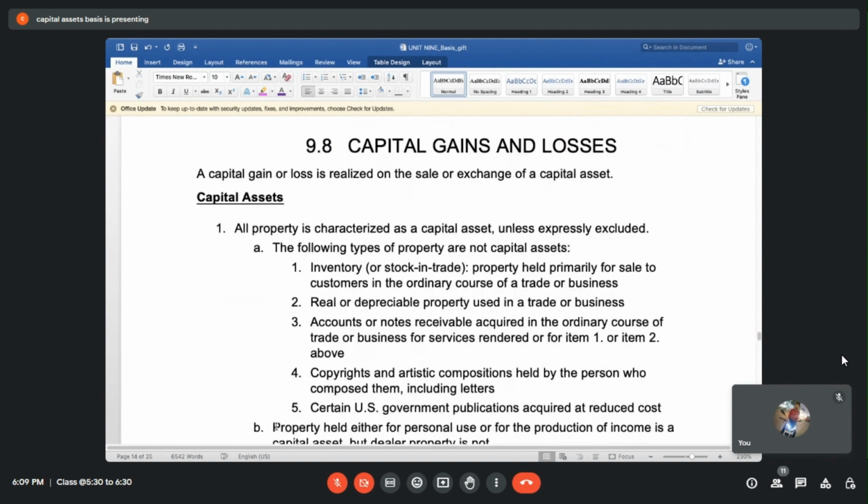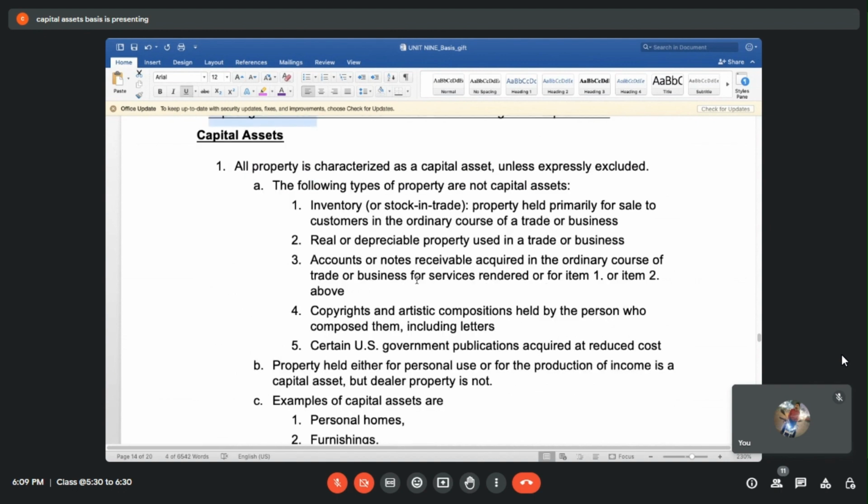Again, the capital gain or loss is realized on the sale or exchange of a capital asset, and there's nothing so fancy about this sentence. Everybody knows that, right? Any sale or exchange of a capital asset will only lead to capital gain or losses, right? Not an ordinary gain or losses. So what is considered to be a capital asset?